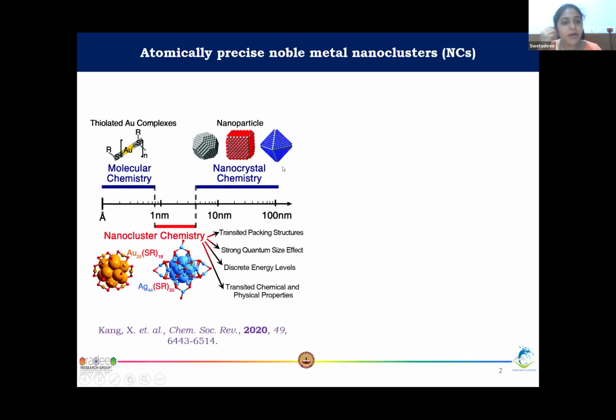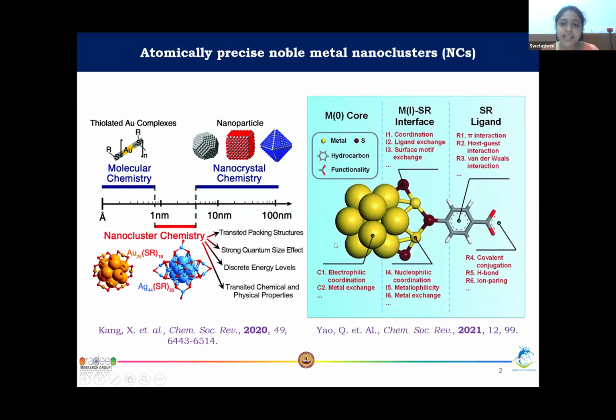We all know what atomically precise nanoclusters are. These are aggregates of atoms held together in solution by stabilizing agents such as ligands, having a size of 1 nanometer to 3 nanometer. These have a well-defined packing structure, strong quantum size effect, discrete energy levels, and intermediate chemical and physical properties between molecules and nanoparticles. These nanoclusters have different active sites through which they can interact with different entities.